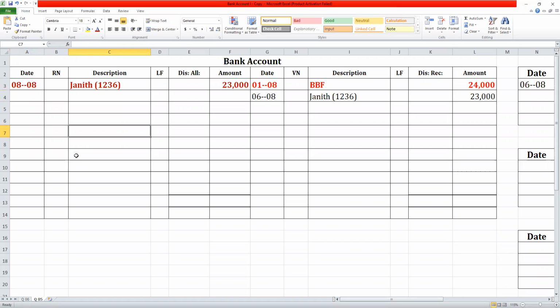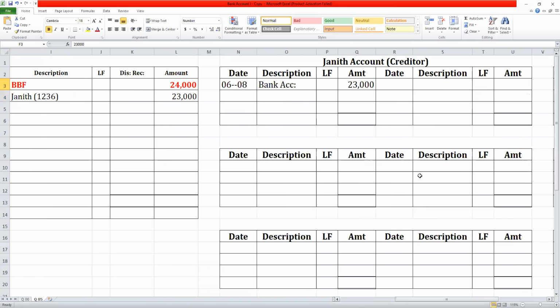Why? It has not been paid. This payment has not been processed. So cancel it. What we should do, debit the bank account. At the same time, don't forget to credit Janit's account. 8th of August, bank account 23,000. This is to cancel the payment made to Janit in his personal account.